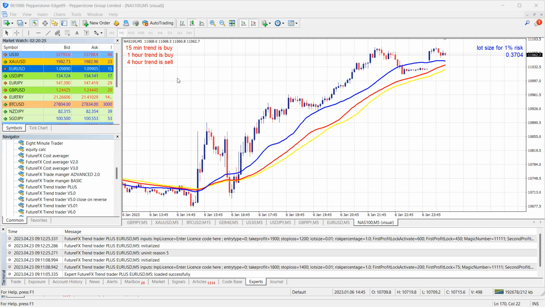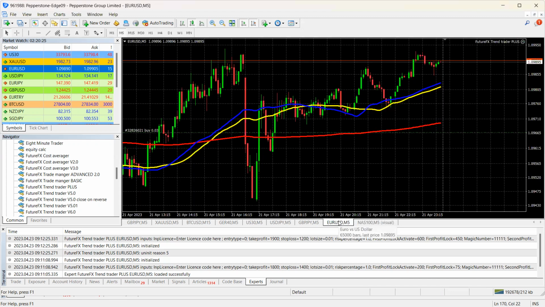I'll whiz through a little bit of the back tester so I can show you that in a minute. And over here we have a built-in lot size calculator. So you input the risk and it tells you what lot size you need to use. But let's jump back onto the real chart.